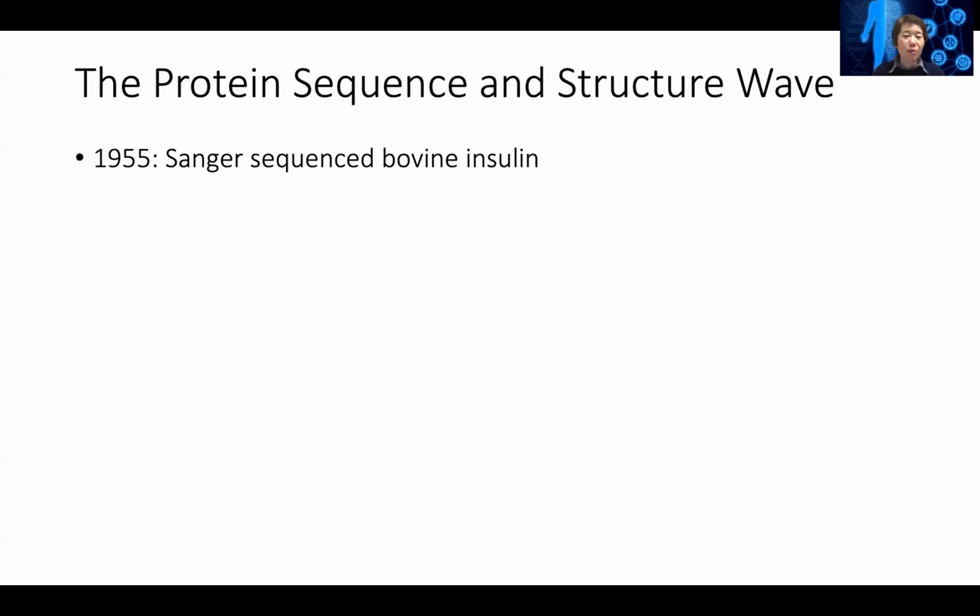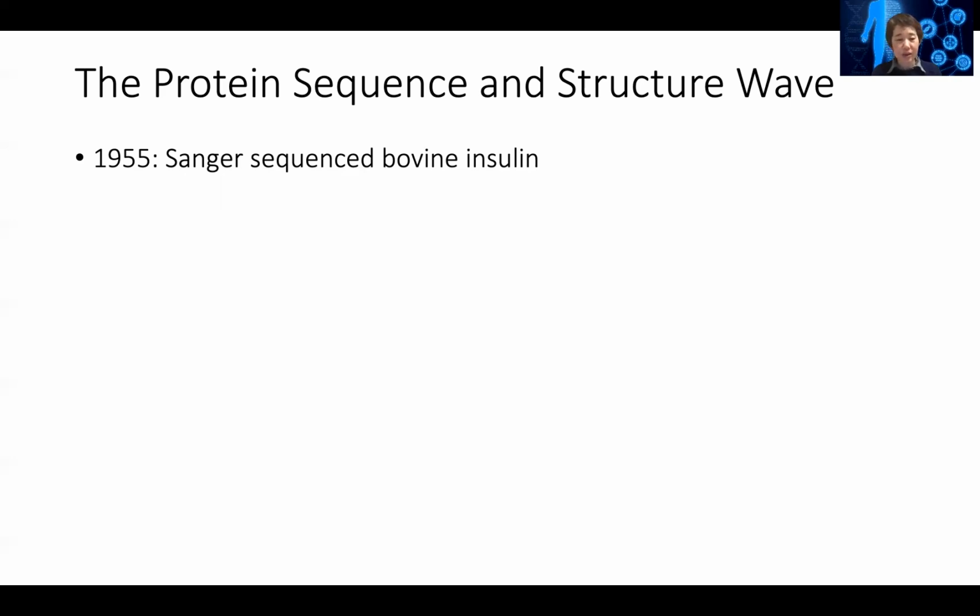I would like to start the course with a brief overview of the history of bioinformatics. There are several waves of bioinformatics over the history. The very first wave is the protein sequence and protein structure wave. In 1955, Fred Sanger developed the technology to sequence proteins. He first sequenced bovine insulin, which later enabled people to actually synthesize insulin as a drug.